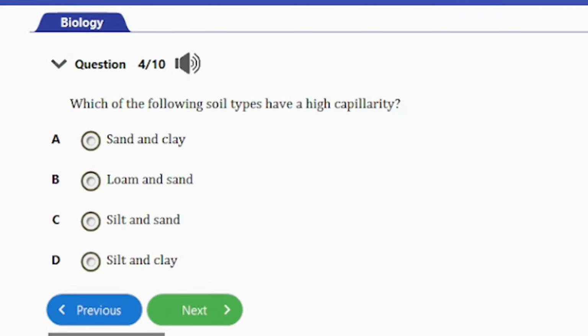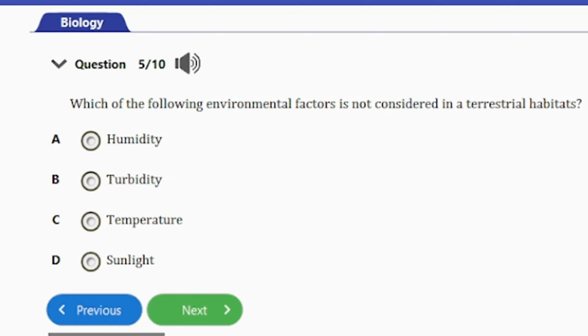Let's consider the next question, question number 4. It says, which of the following soil types have a high capillarity? A. Sand and clay. B. Loam and sand. C. Silt and sand. D. Silt and clay. The answer to this question is option D, and that's silt and clay. Both silt and clay have very small pores, and this will contribute to a higher capillarity within them. So that's it for that question.